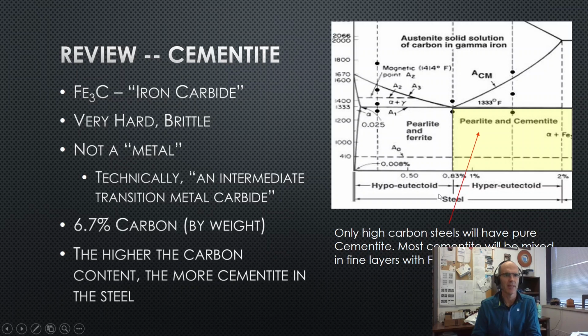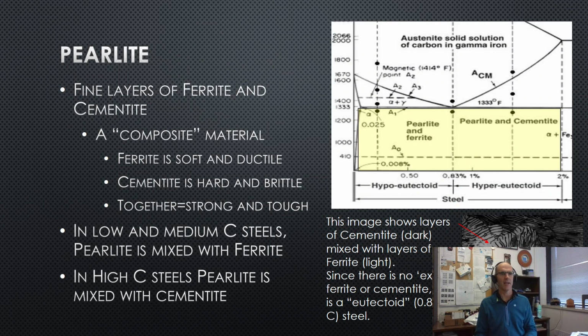most of your cementite actually gets mixed with ferrite, and you form these fine layers called pearlite. So when our steel is trying to become ferrite, but it's got too much carbon in it and it needs to form some cementite, you end up forming what's actually a composite material that takes the soft ferrite and layers it together with the hard, more brittle cementite. And here's a photograph that you can see.